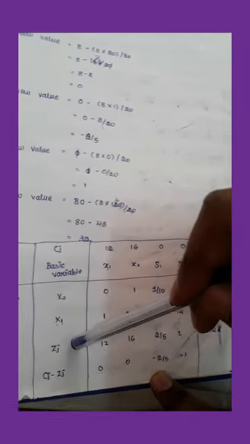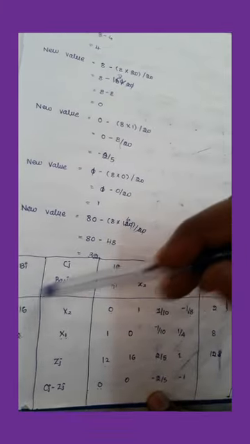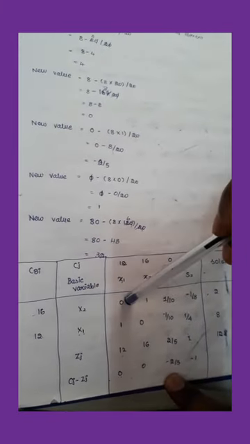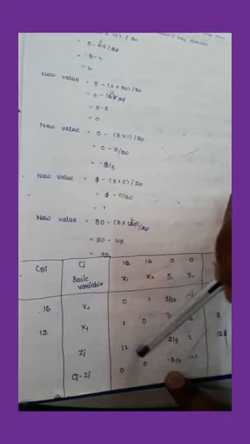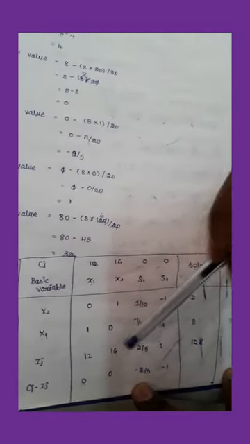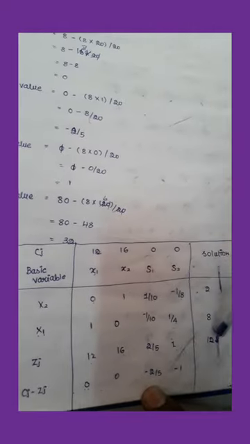After that, we again need to find the Zj. The Zj can be calculated by multiplying CBi into x1. So 16 into 0 plus 12 into 1, the answer will be 12. 16 into 1 plus 12 into 0, the answer will be 16. The same thing should be done here. After doing this entire part, we will get the Zj value.